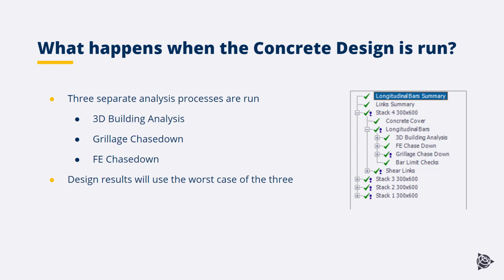After running the design process, we can right-click on any concrete member within the model and check the member to review the design results. By expanding any of the design result items, we can then see the three analyses will have been performed and the design results based on the critical analysis result from the three. This will be indicated by the blue exclamation mark in the results summary.